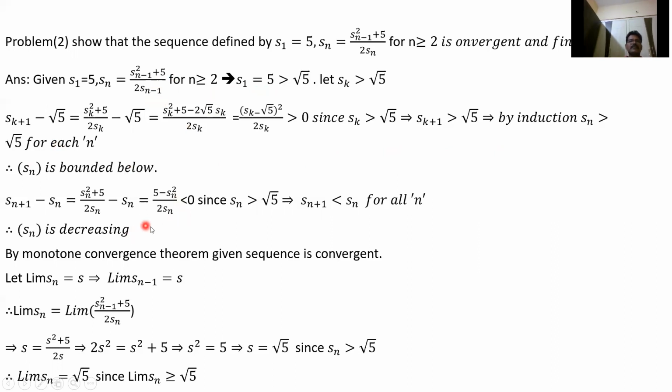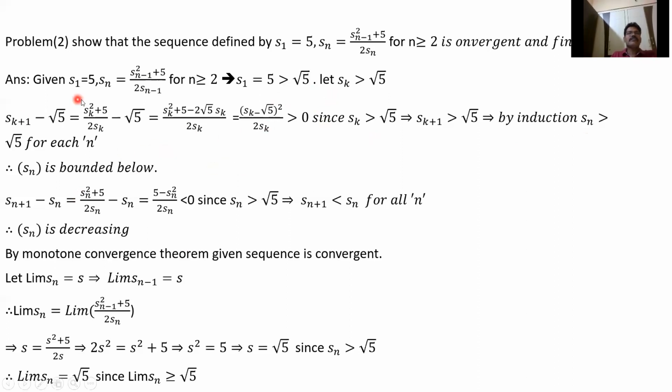So it is a decreasing sequence and bounded. To show it is convergent, whenever it is decreasing, it is enough to show it is bounded below, because automatically it is bounded above. Bounded below means it is greater than some number, so I will take root 5. S1 equal to 5 is greater than root 5. My aim is to show Sn greater than root 5. This can be shown by mathematical induction.